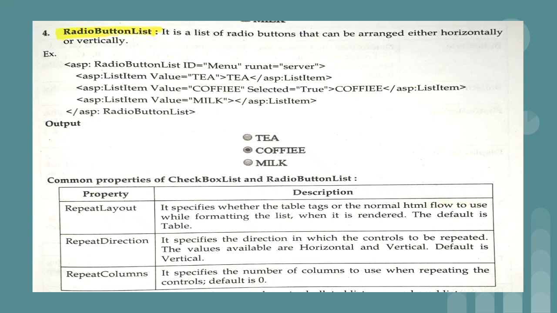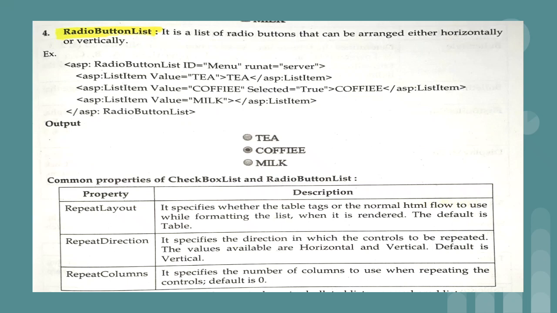Next, we have RepeatDirection, in which direction we want the controls to be repeated. Controls means the elements which we have added. The values for the direction are horizontal and vertical. Now in this output, the alignment is vertical, that is, we have the items in row format. Horizontal means on the same line you will have tea, coffee, milk radio buttons. So that is horizontal alignment. That is the RepeatDirection attribute, with the help of which we can set horizontal and vertical alignment.